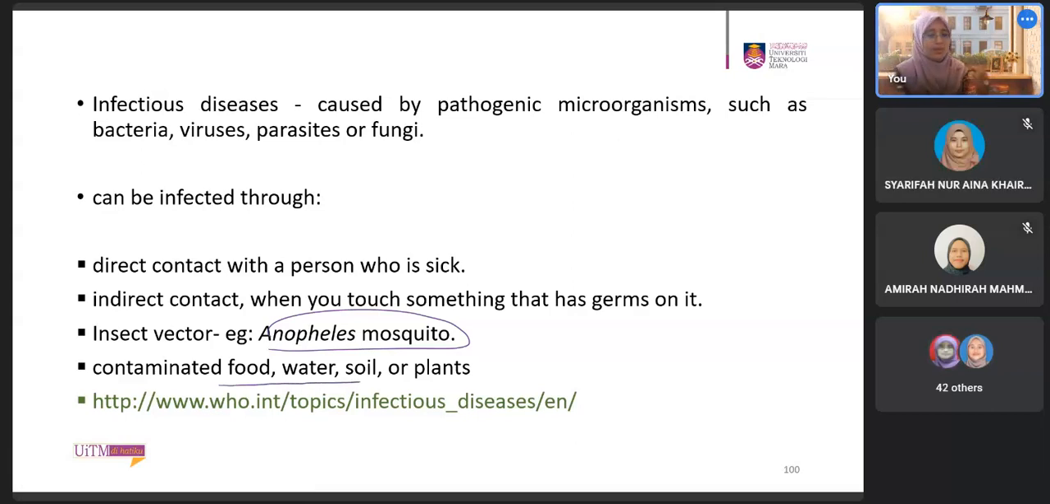Okay, or makanan yang dah spoil. Okay, water, air awak minum tak bersih, tak dimasak, for example. And then soil, awak jalan atas tanah yang kaki awak ada luka, whatever, kan. So these are ways of how you get infected.